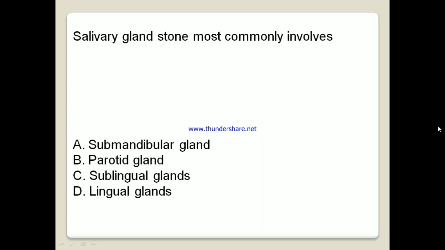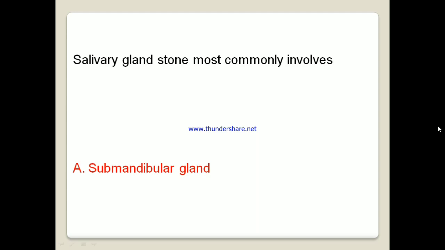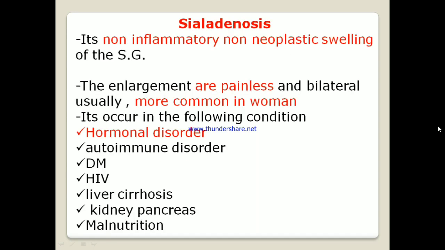Salivary gland stone most commonly involves: A. Submandibular gland, B. Parotid gland, C. Sublingual glands, D. Lingual glands. Answer: A, submandibular gland.